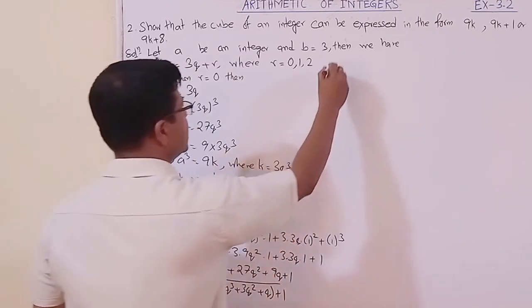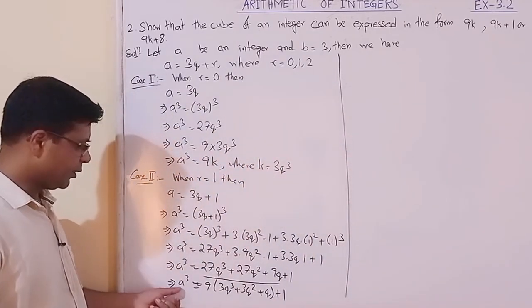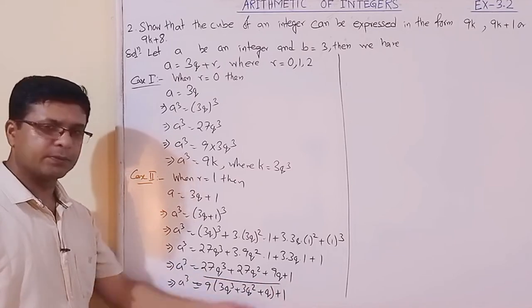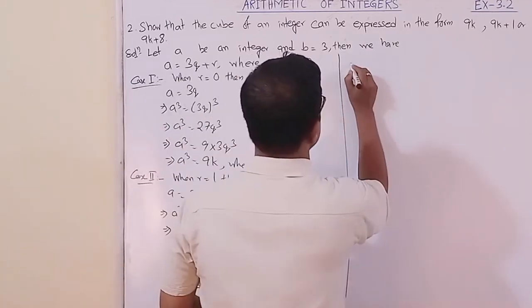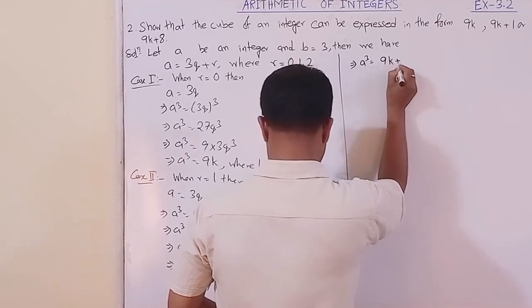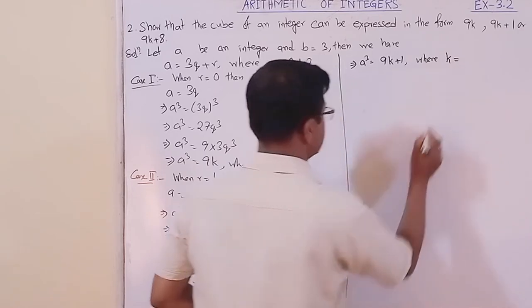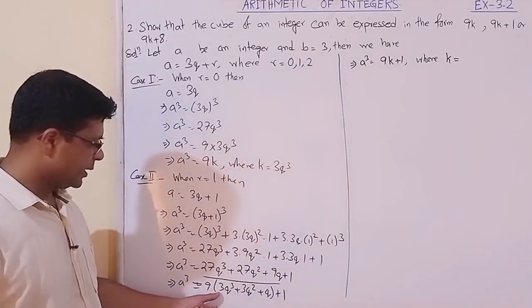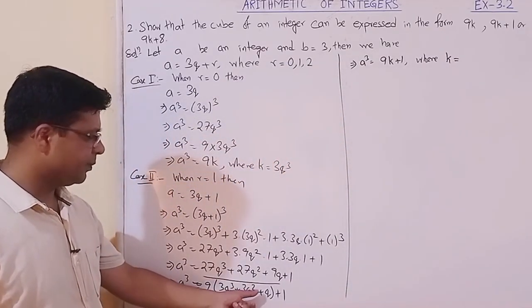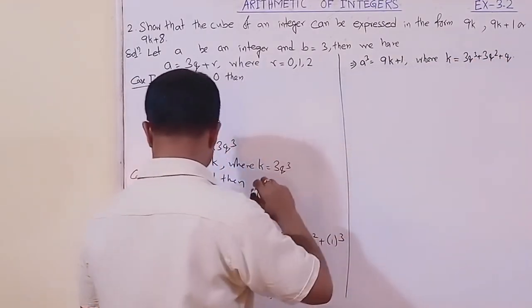All right, let us do the remaining part here. Up to this much we did. So a cube is equal to 9 into k plus 1. Let us write: a cube equal to 9k plus 1, where k equal to this part, 3q cube plus 3q square plus q. Okay, next let us take case 3.